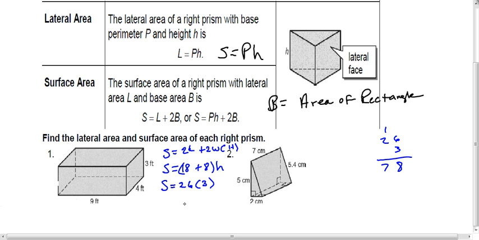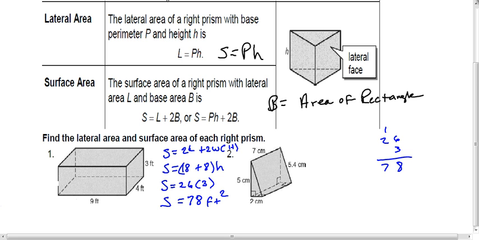So here we're looking at a lateral area of 78, and we're talking about feet, so it'll be feet to the second power. Now if we want to continue and find the total surface area, the total surface area just tells us, okay, let's use our lateral and then 2 times the base.